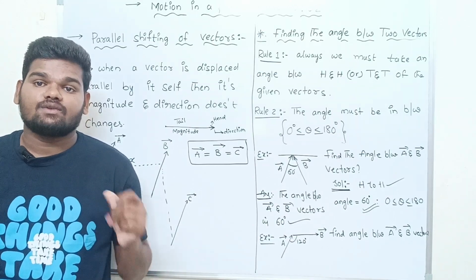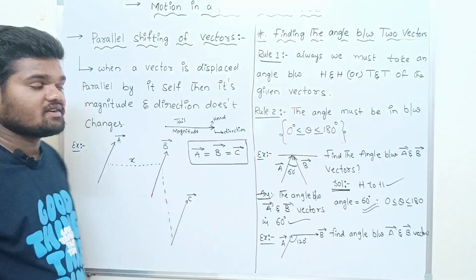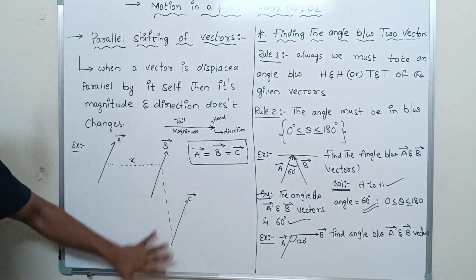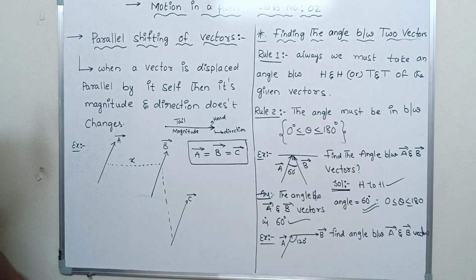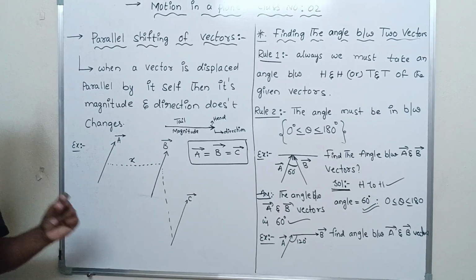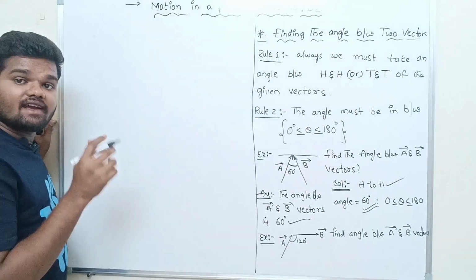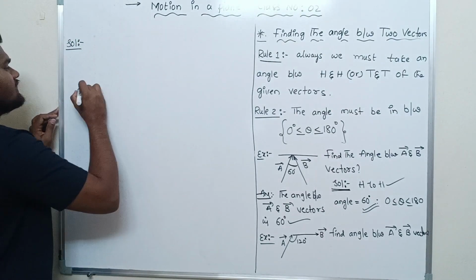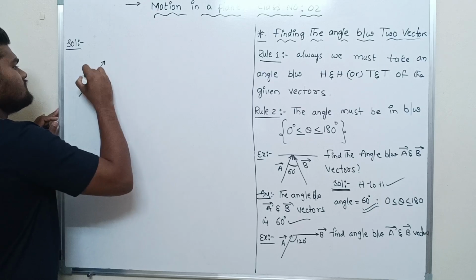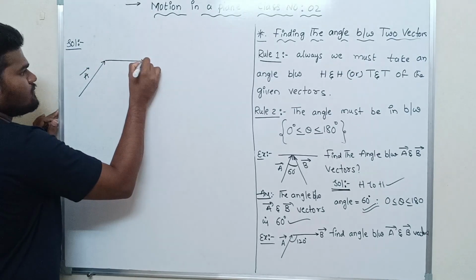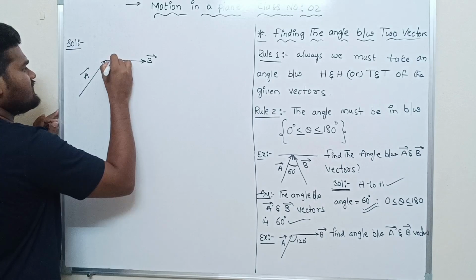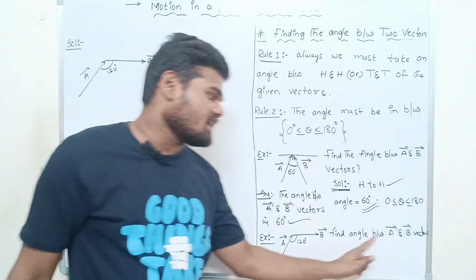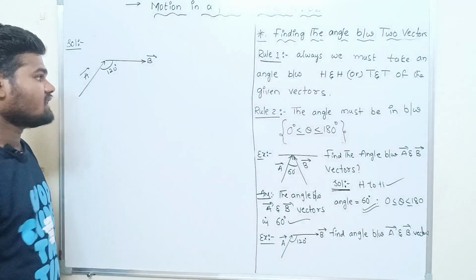3, 2, 1, go. I'm going to solve the solution. Okay, so pause the video and write this part. 3, 2, 1, go. Right, have a look at the solution. So this is the given diagram, this is the a bar vector and this is the b bar vector. The angle between them is 120 degrees. We have to find the angle between a bar and b bar vector.